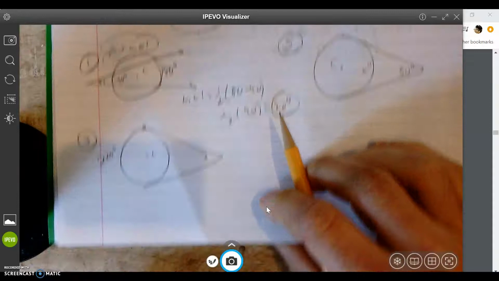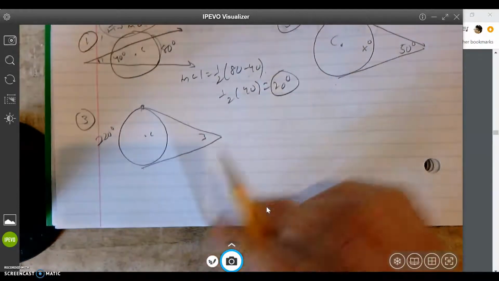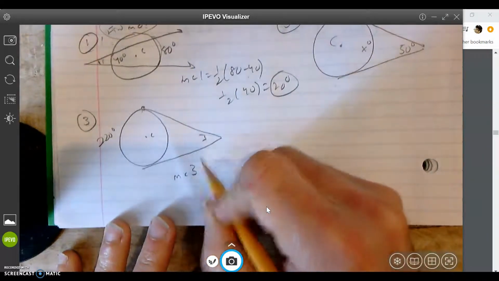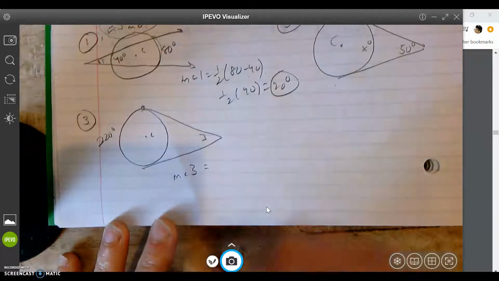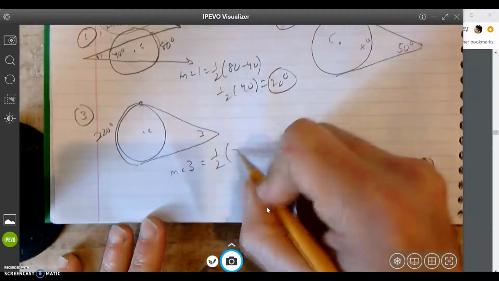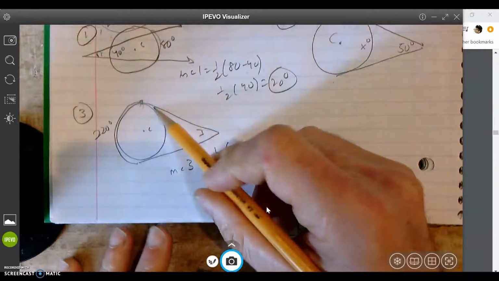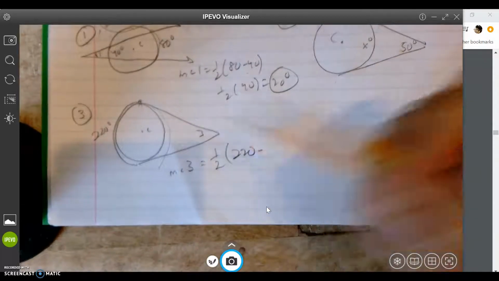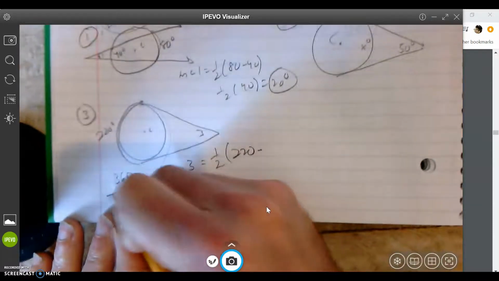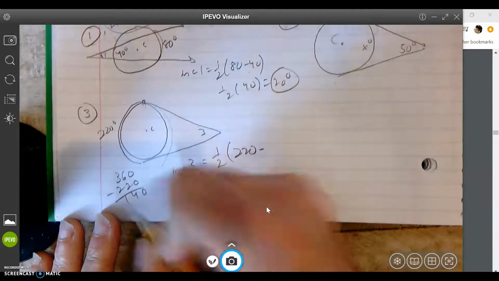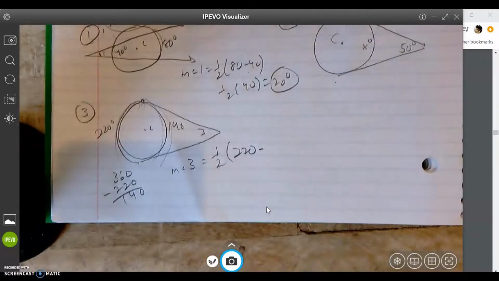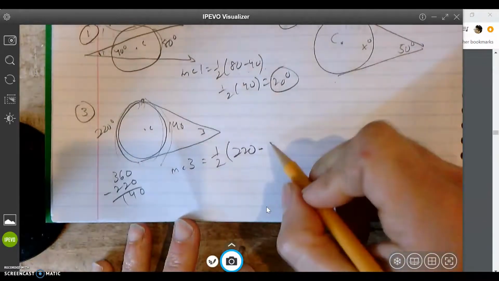All right, let's go down to number 3. So I've got to get this angle right here. The measure of angle 3 equals 1/2 of this big arc, 220, minus the small arc. Whoa, there's nothing there. Do you know how to get that? I do. This is what you do. 360 is the whole circle, minus the 220, and you get 140, because 140 plus 220 is the entire circle. So this is minus 140.